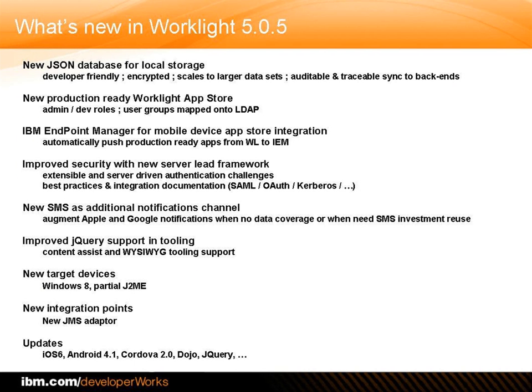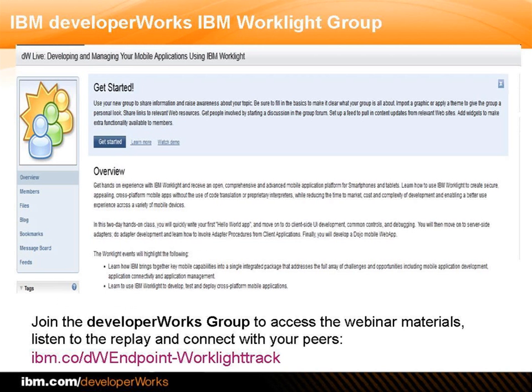Now it really is production ready and can be used in a full production environment as well. As I mentioned, jQuery support in the rich page editor is also one of those great features. The SMS support for the notification channel is another great new feature we have. And of course, new target devices like Windows 8 and some extensions in Java 2 Micro Edition have been added to Worklight itself. And in terms of the server side, the new JMS adapter has also been added and is a great enhancement to the Worklight server. Okay, so that concludes the presentation on IBM Worklight.